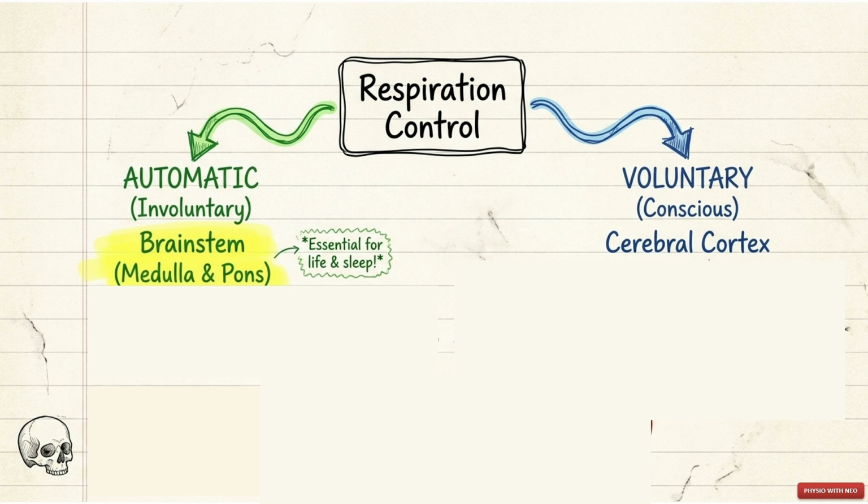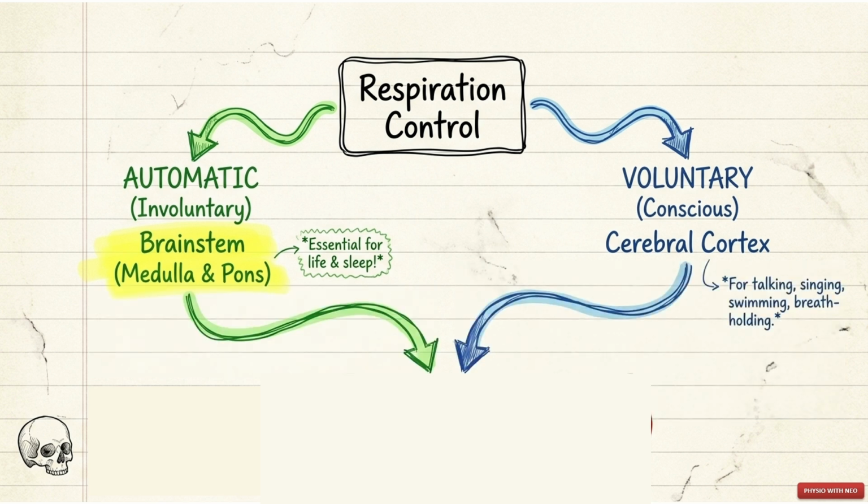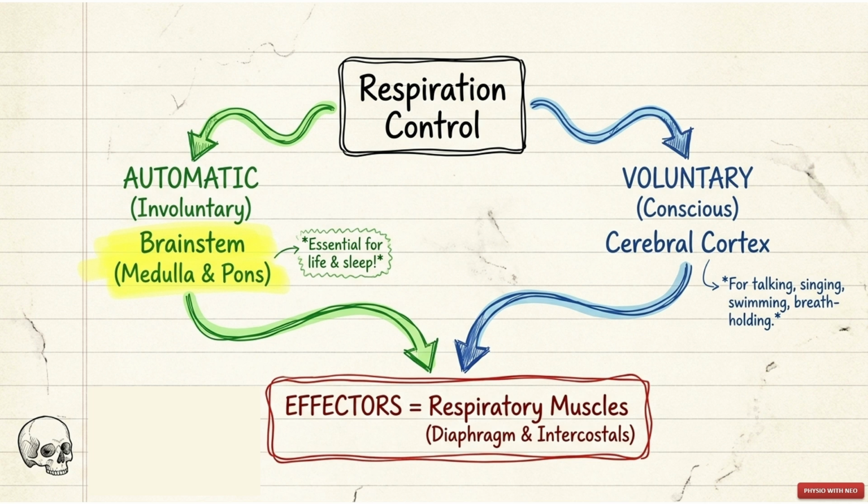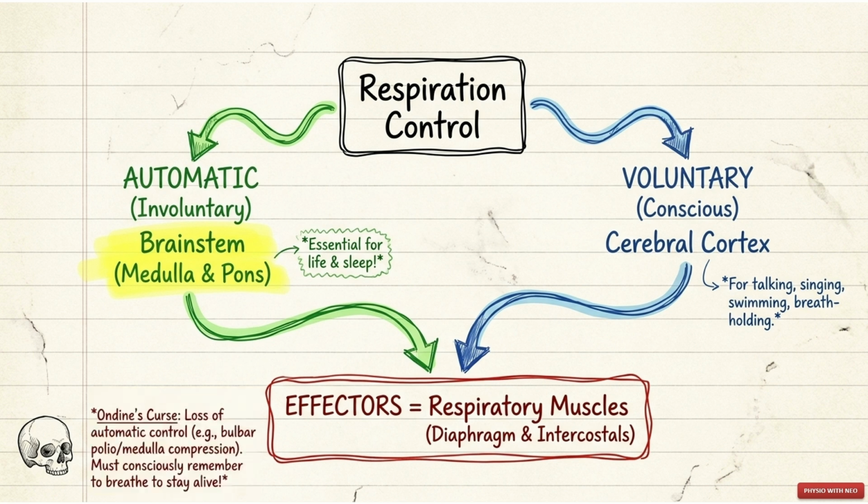Now this automatic mechanism and the voluntary mechanism, which is required for talking, singing, swimming, and breath holding, both are executed by their effect on the effector organ. In this case, the effector organ is the respiratory muscle, that is the diaphragm and internal intercostal muscle. Remember, one applied aspect we'll see at the last is Ondine's curse, that is a loss of automatic control, as in bulbar polio or medullary compression. In this, the patient has to remember to take a breath to stay alive.